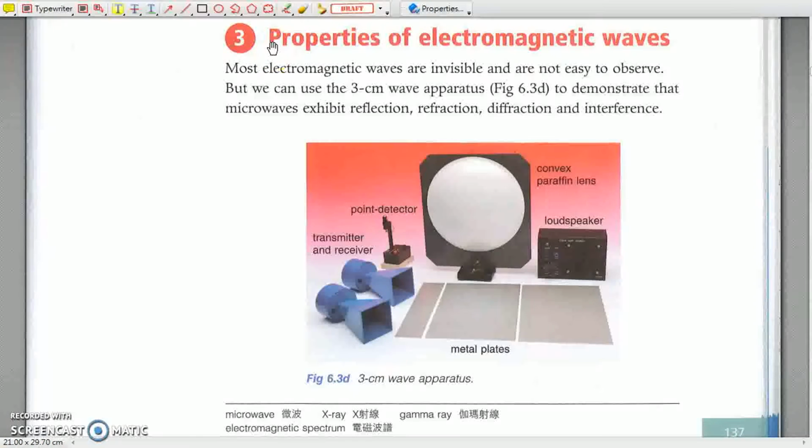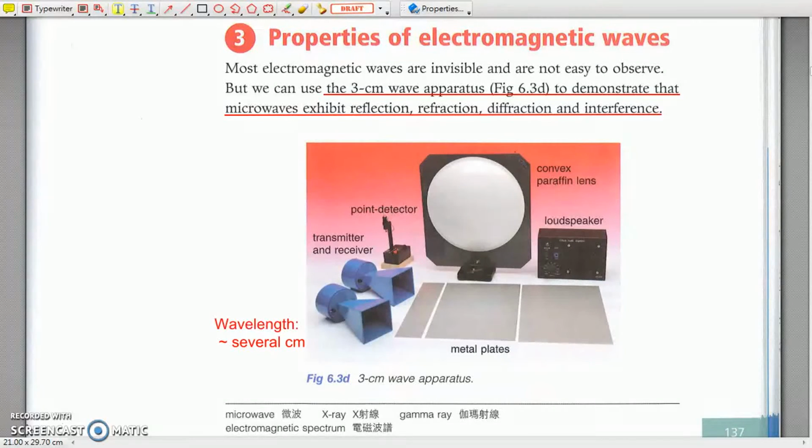3. Properties of electromagnetic waves. The wavelength of microwaves is about several cm, which is close to the physical size of handy apparatus in the school laboratory, which makes it an excellent choice to demonstrate the wave nature of electromagnetic waves. That's why the 3 cm wave apparatus is often used to demonstrate the wave nature of microwaves as a representative of the invisible EM waves.